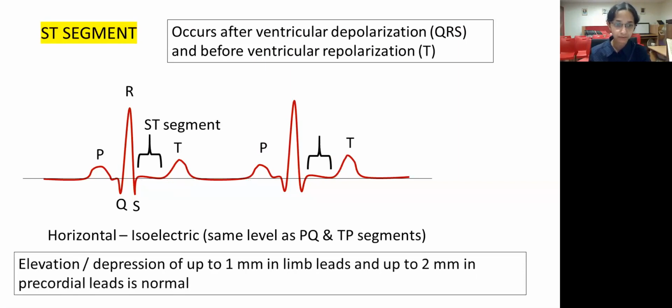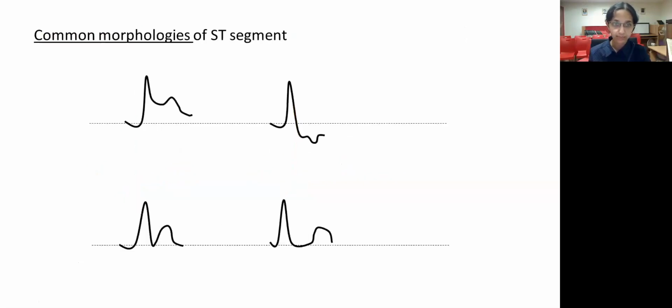However, a minimal variation is acceptable and it's considered normal. How much is acceptable? Any elevation or depression of ST segment of more than 1 millimeter in the limb leads. So in the limb leads, only 1 millimeter is allowed. However, in the precordial leads, up to 2 millimeters is considered to be normal. Anything more than this is not acceptable, and again, that goes in favor of repolarization abnormalities.